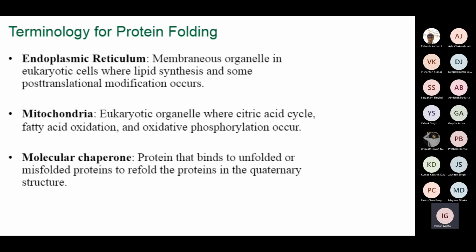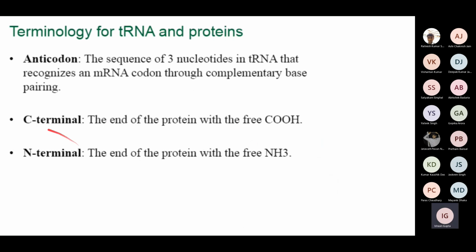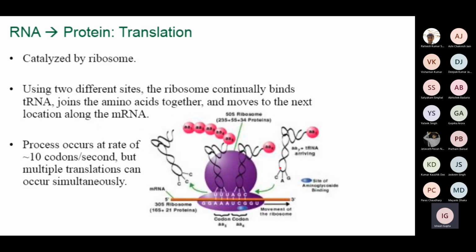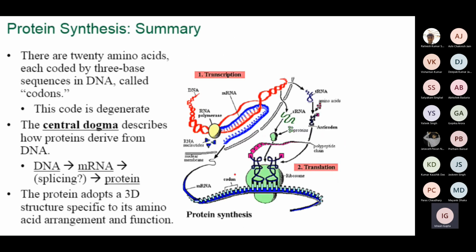Okay, so these are the terms I already talked about. Anticodon, you know. C terminus is the 3' end of the protein, which has a carboxyl group, COOH. N terminus is the 5' end of the protein, which has a free amine group, NH3. So if you look at it, at the beginning of the protein, this part is the N terminus. At the end of the protein, this is the C terminus, at the 3' most end of the protein.